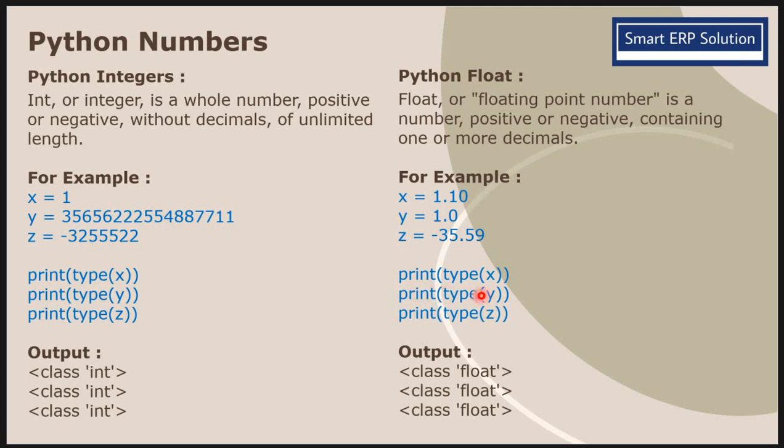If we write print type x, print type y, and print type z, we will get the following output. All these three variables will be displayed as this. All are float variables. So class float, class float, and class float will be displayed.